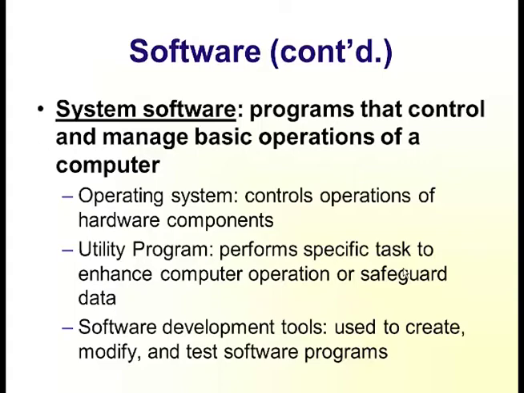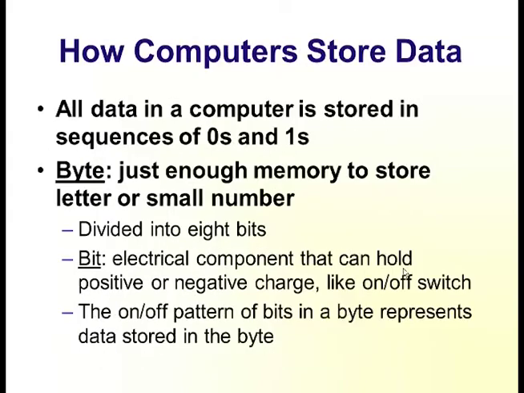Common examples of operating systems are Microsoft Windows, Mac OS X, Linux, Unix. All of these are personal operating systems. And then in system software, you have utility programs such as virus protectors, such as disk cleanup programs. And then you have software development tools that are part of system software.